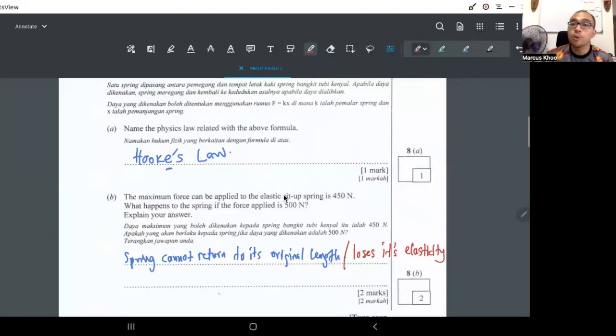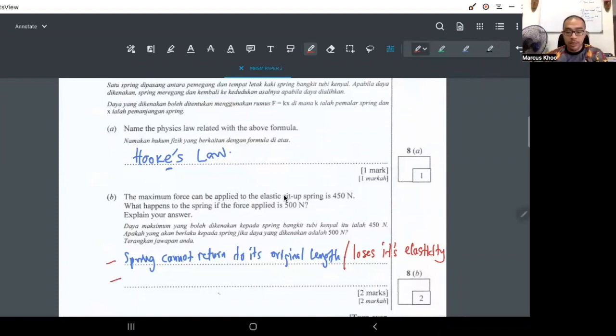Because you overstretch the spring. It already said, my limit is only 450, but you give 500 anyway. Who can withstand that? Wow. So the hard part is this one. You apply 500, of course it cannot. You will give up and say, oh, whatever. So it can still function, but it won't be as elastic as it was originally.